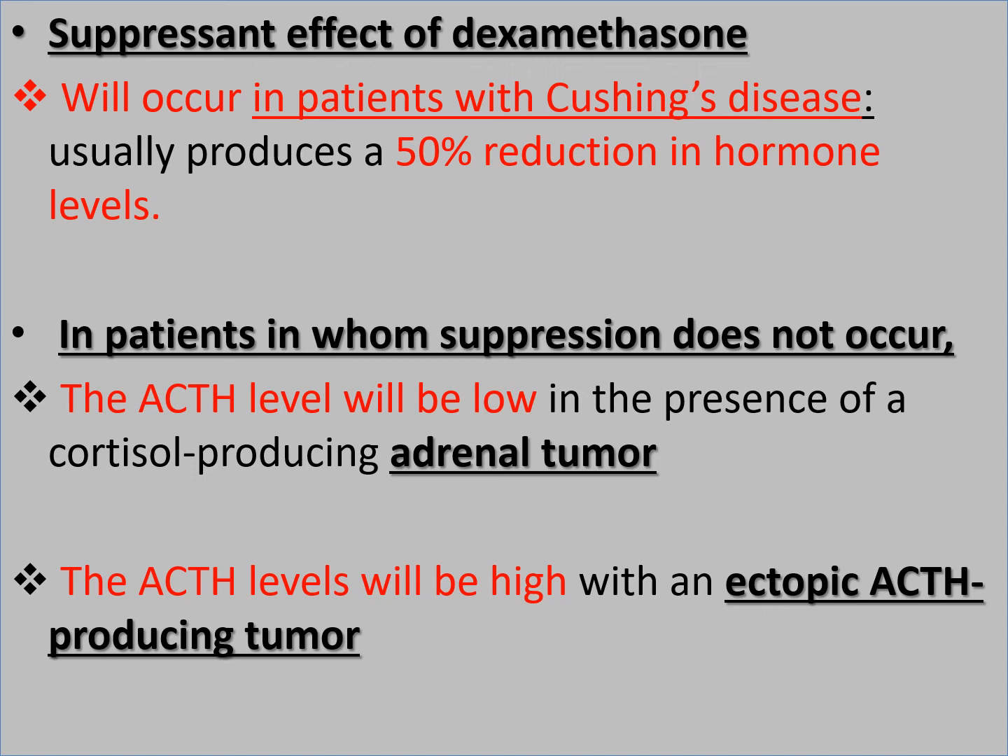Now, what will you infer from the patients in whom suppression does not occur? The ACTH level will be low in the presence of a cortisol producing adrenal tumor. The ACTH levels will be high with an ectopic ACTH producing tumor. So this is how we distinguish the different diseases by giving the dexamethasone suppression test.